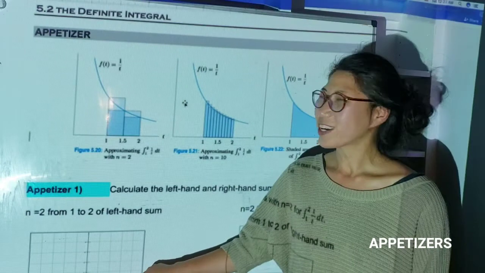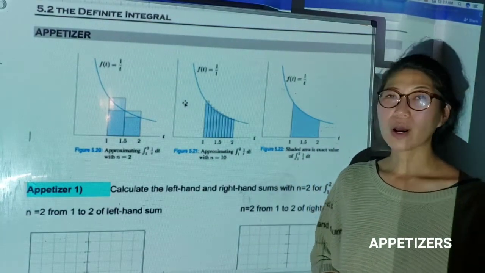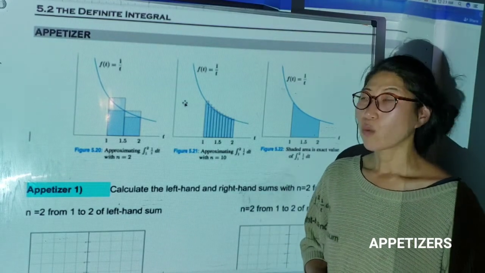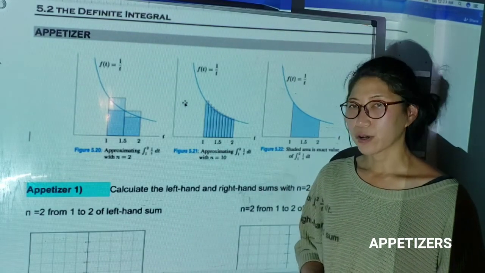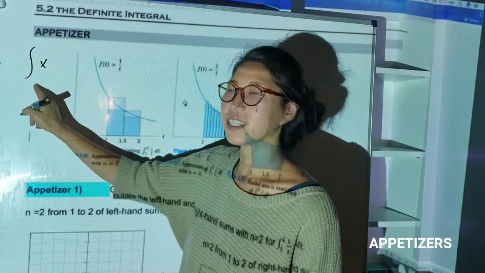Hi class, today we are going to study section 5.2, the definite integral. I want you to understand what integral means from the previous lecture: if you have any function, it means finding the area.